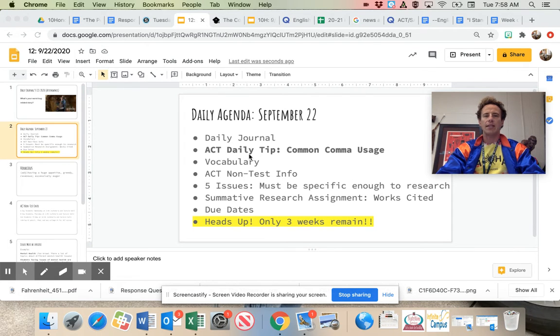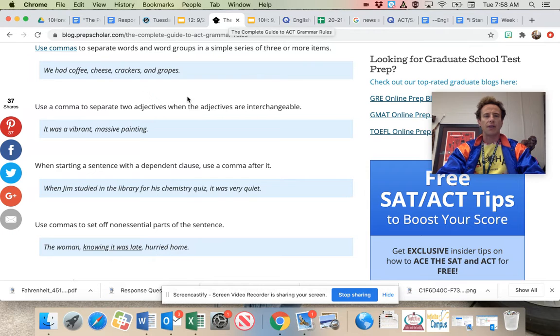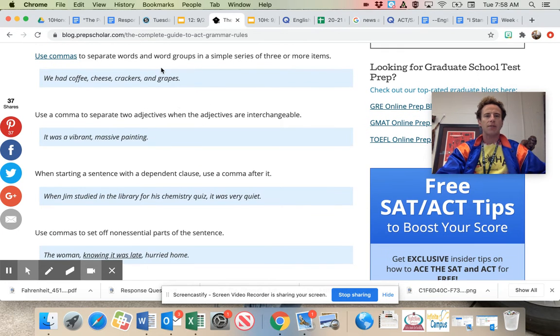I'm going to do the ACT daily tip right away because I forgot to do it again yesterday, so I'll give you a bunch of common comma usage rules. All right, I'll do it right now before I forget. Use commas to separate words and word groups in a simple series of 3 or more. We had coffee, cheese, crackers, and grapes. So make sure you have a comma after each one, including the last one or before the last one.